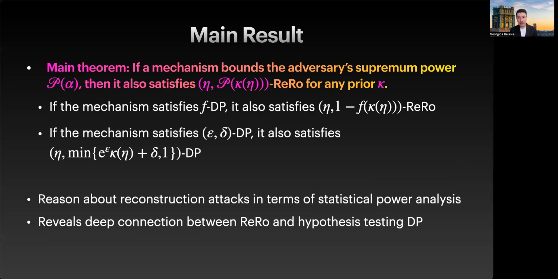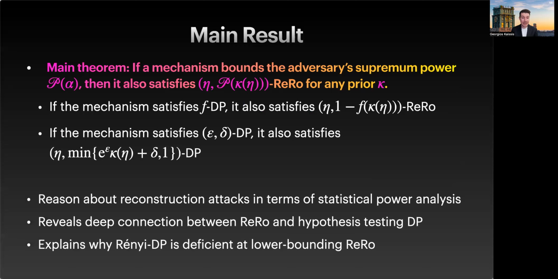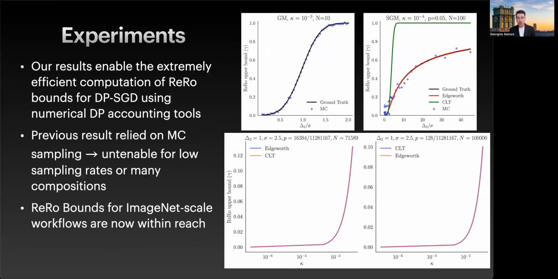And this is interesting in its own right because it also explains why Renyi DP is sort of deficient at lower bounding rho. Renyi differential privacy, as you may know, does not have a natural hypothesis testing interpretation. Thus, the prior work's bounds on rho through Renyi DP have always been somewhat loose. Let me show you some of our experimental results.